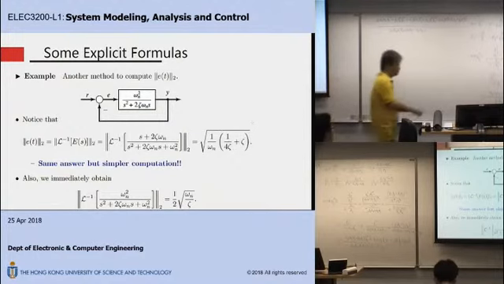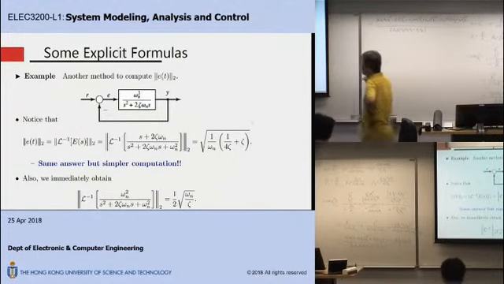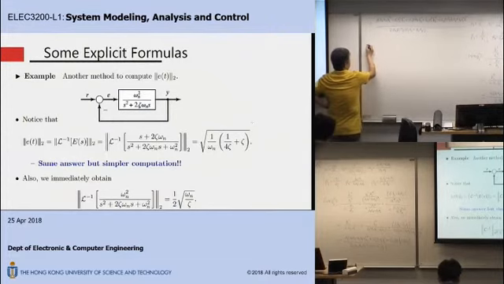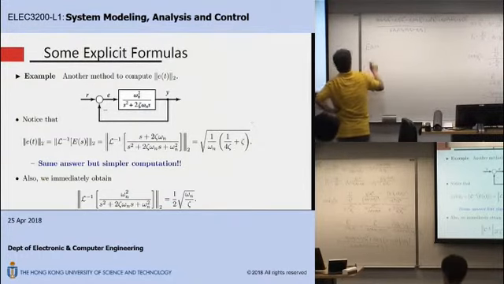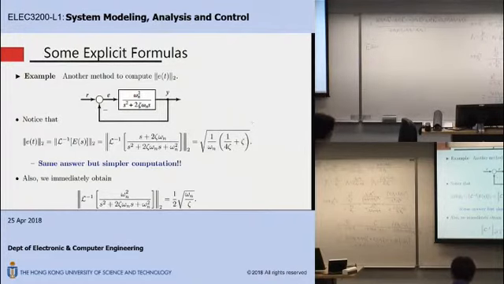What is E? Maybe we just ask this question: what is E(s), the Laplace transform of e? The Laplace transform of E is the transfer function from here to there times the Laplace transform of R. The Laplace transform of R is 1 over s, right? That's the step function. The transfer function from here to there is the sensitivity function.